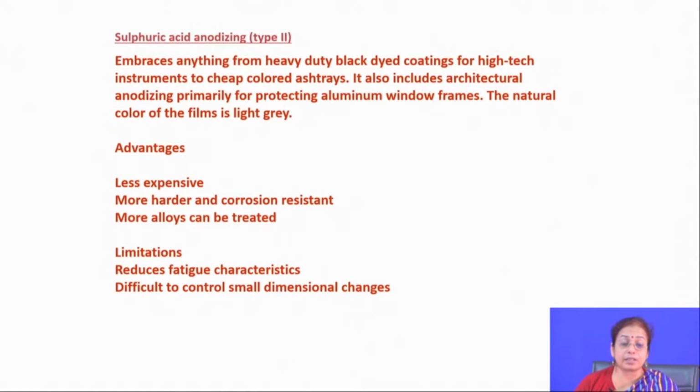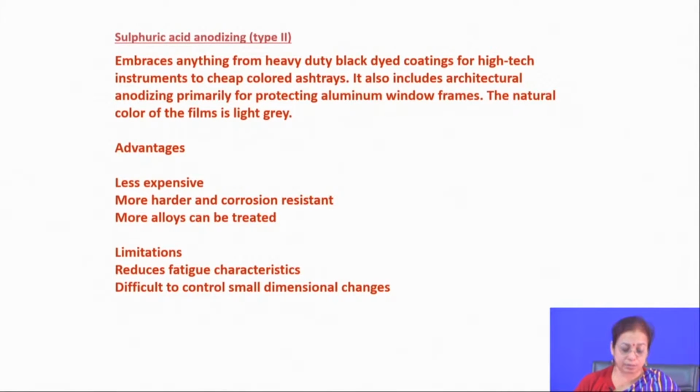Then sulfuric acid anodizing produces anything from heavy duty black dyed coatings for high tech instruments to cheap colored ashtrays. It also includes architectural anodizing, primarily for protecting aluminum window frames. It can be used for protection against corrosion, also for scratch resistance applications, and it also has improved fatigue property. Sometimes it is harder and more corrosion resistant.